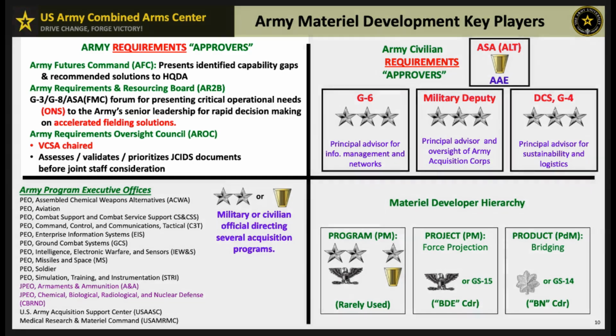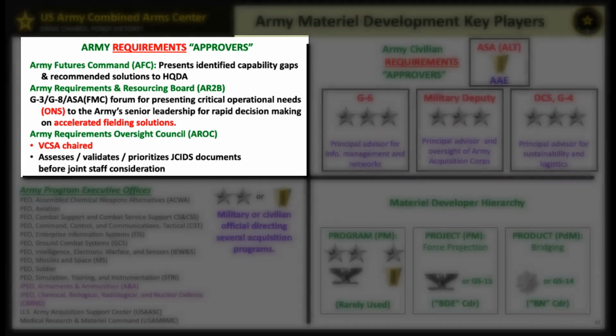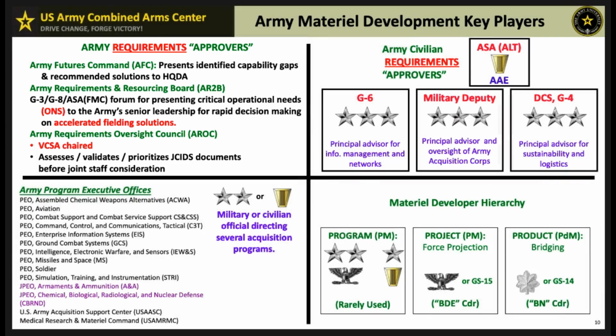Army Requirements Approvers, that's up in the top left quadrant. This includes Army Futures Command, who identifies capability gaps and presents solutions to Headquarters DA. Army Requirements and Resourcing Board, this is AR2B. It's a forum for presenting critical operational needs to senior Army leadership for rapid decision-making on accelerated fielding solutions.